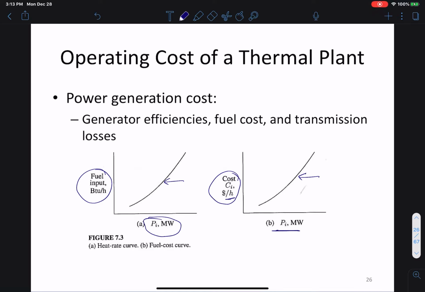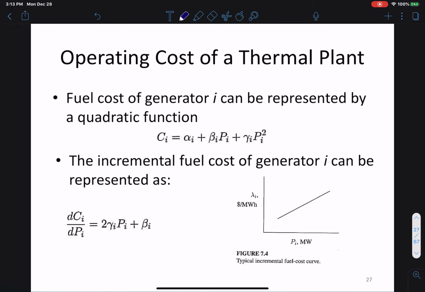Now, for both functions, let's talk about this one over here, Pi. How do you describe it? The relation between the cost and power of a particular generator is Ci = alpha i + beta i Pi + gamma i Pi squared. Alpha, beta, and gamma are constants depending on so many things: the fuel coming in, the efficiency, the process. All of those go into the constants, and Ci is the cost. Now if I take the derivative of Ci with respect to Pi, this becomes this.